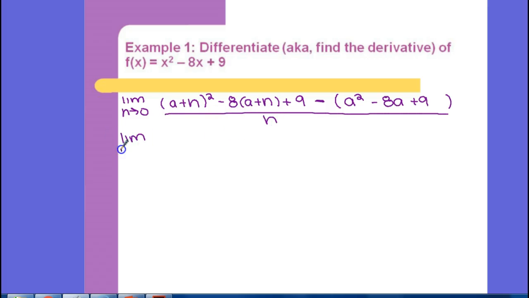So you have the limit as h approaches 0. Let's use that Pascal's triangle. So this is going to go 1, 2, 1. So it's a squared plus 2ah plus h squared. I'm going to distribute my negative 8 to a and h.